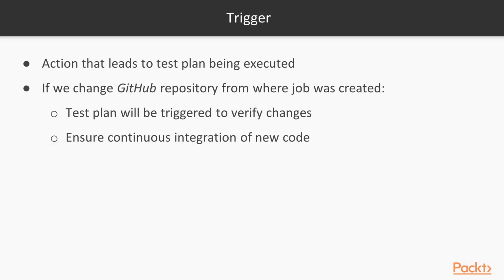By default, Bamboo creates something called trigger. A trigger is an action that leads to a test plan being executed. In this case, if we change the GitHub repository from where the job was created, the test plan will be triggered to verify the changes, ensuring the continuous integration of new code.